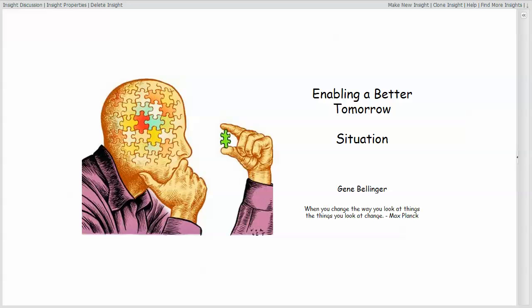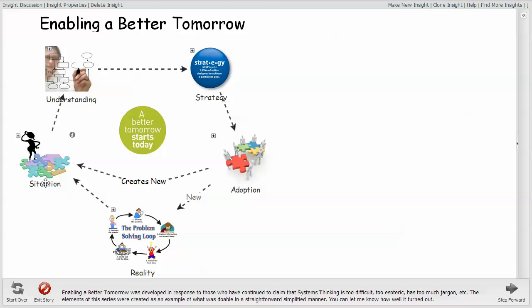Previous videos to this point have talked about the various aspects of reality, which provides the context for attempting to enable a better tomorrow. And at this point, it's appropriate now to begin to unfold the model itself. And the first component of that is the situation component.